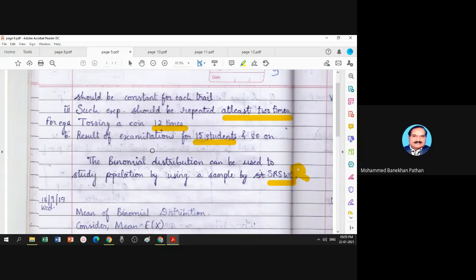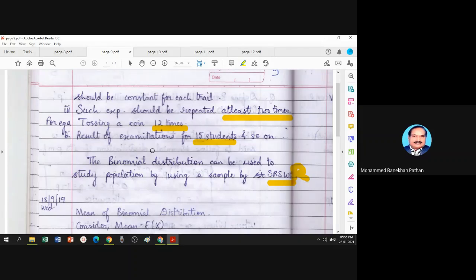What I want to say is, if you are studying an experiment which is random and has exactly 2 outcomes at every trial, and if such an experiment is repeated more than 2 times, then you can always think to analyze that experiment with the help of binomial distribution.